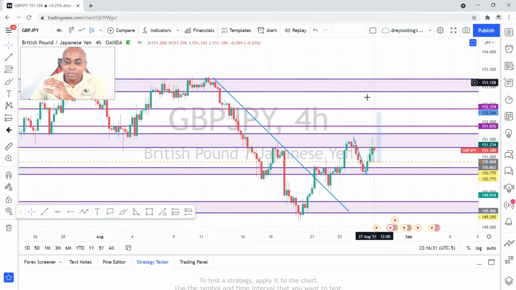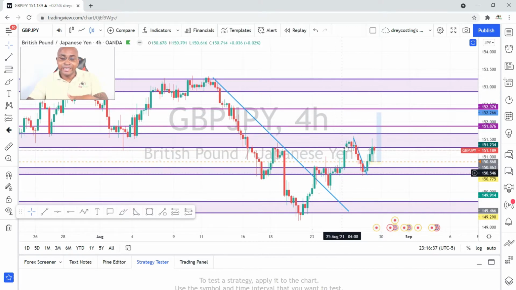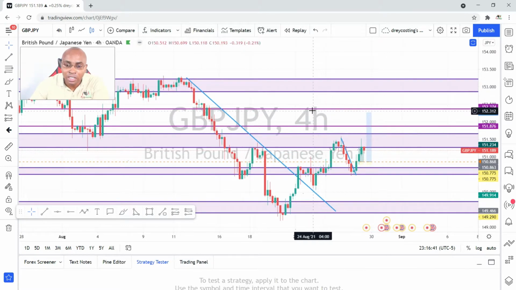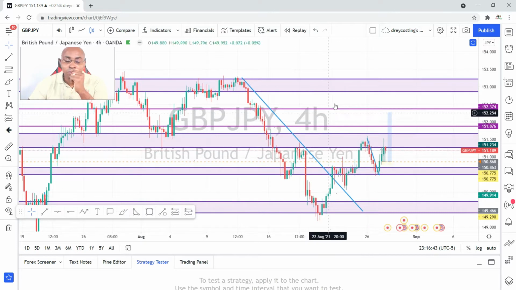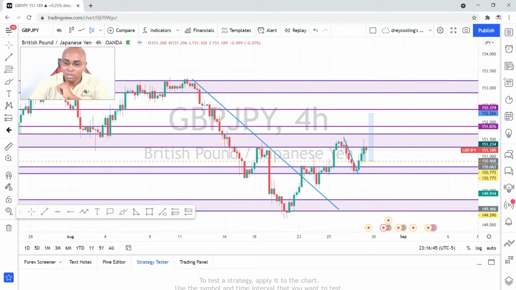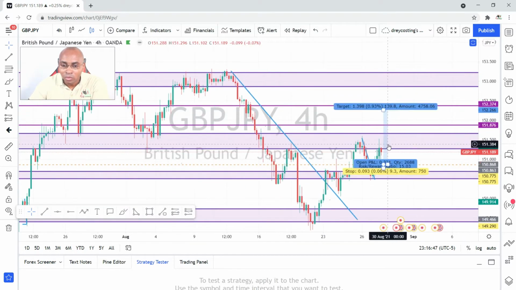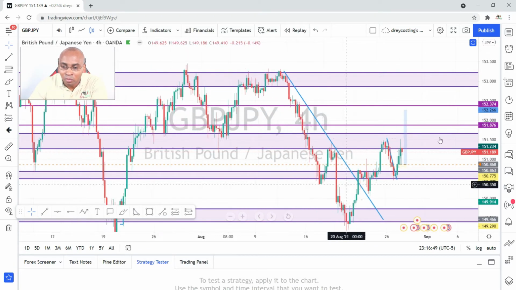I no longer enter trades on the support and resistance levels that are within the supply and demand level. So the support and resistance, they are within here. Let me show you what I'm talking about now. Let's take this area.